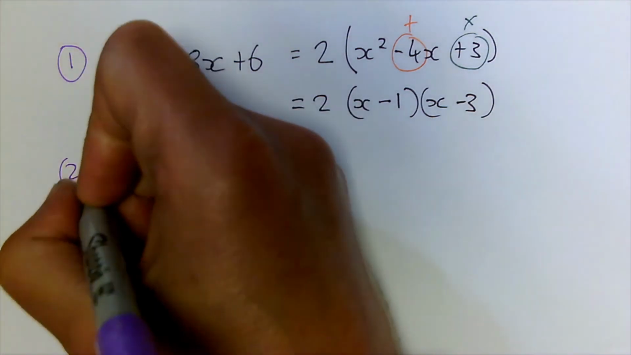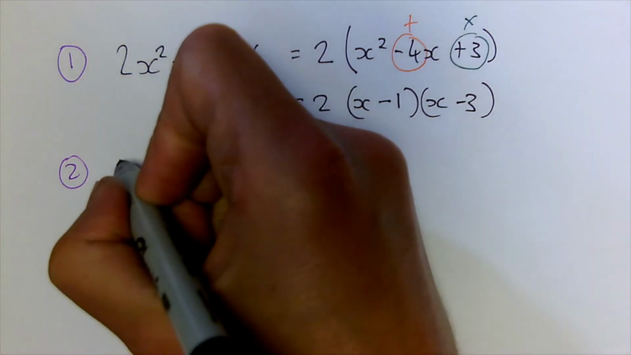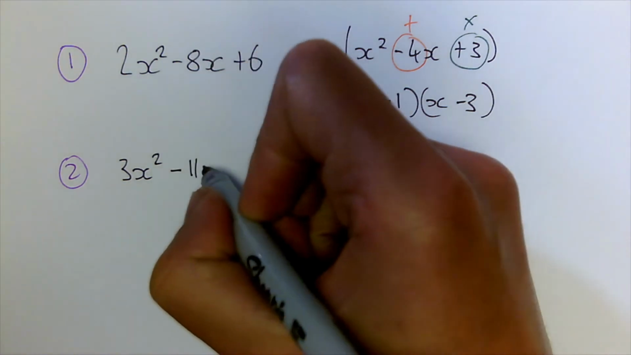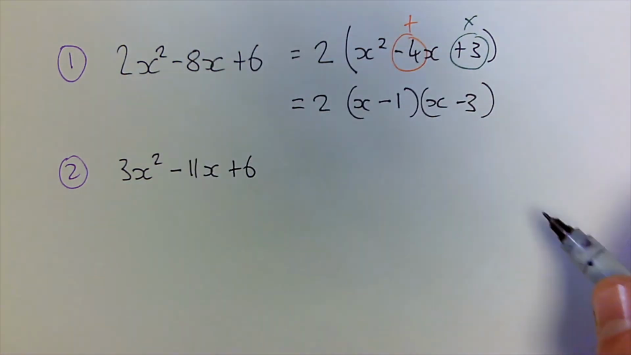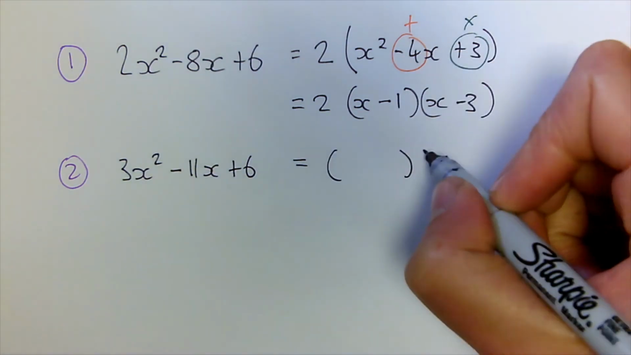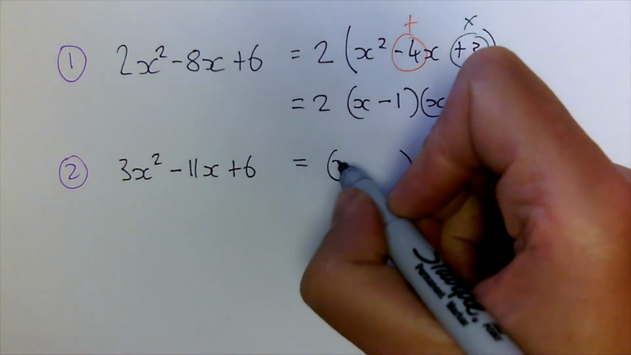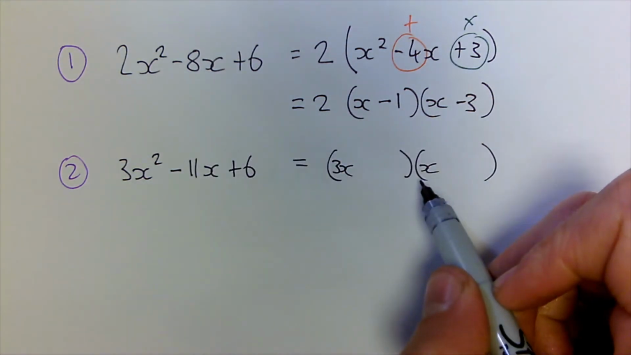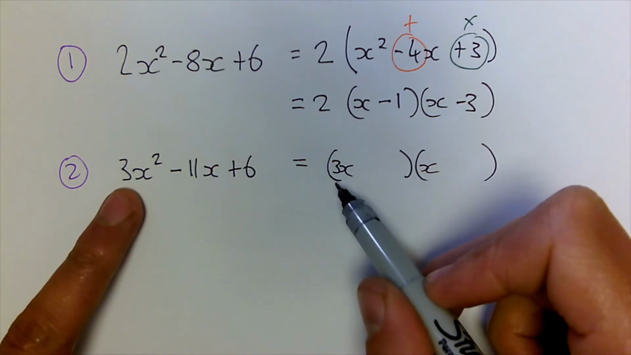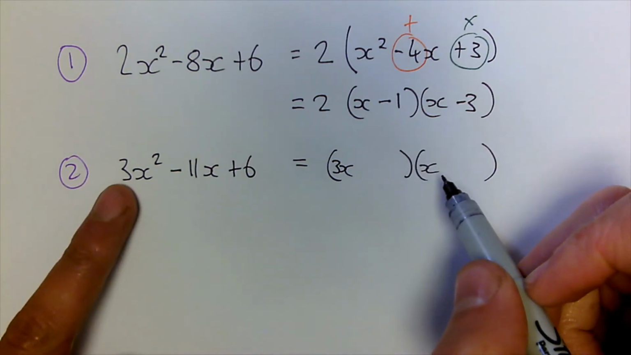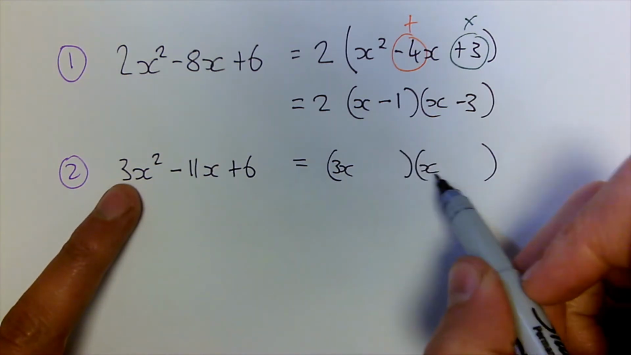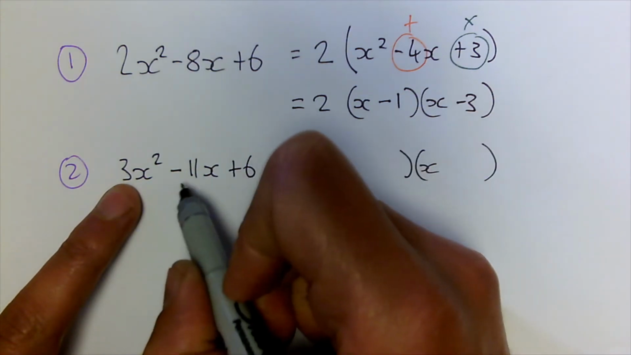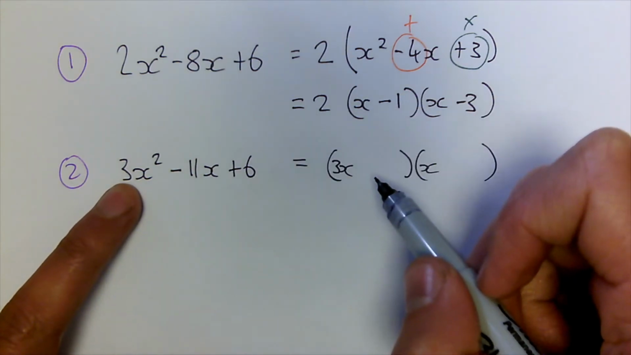A slightly trickier one that doesn't have a coefficient of 1 for the x squared term is 3x squared minus 11x plus 6. Well, we could try this by inspection, and so the only way we're going to get a 3x squared is by multiplying 3x and x, because the only factors of 3 are 3 and 1, because it's a prime number. Now we need 2 numbers here that have a product of 6, but when you expand the brackets you get negative 11x. It's quite tricky to do in your head.